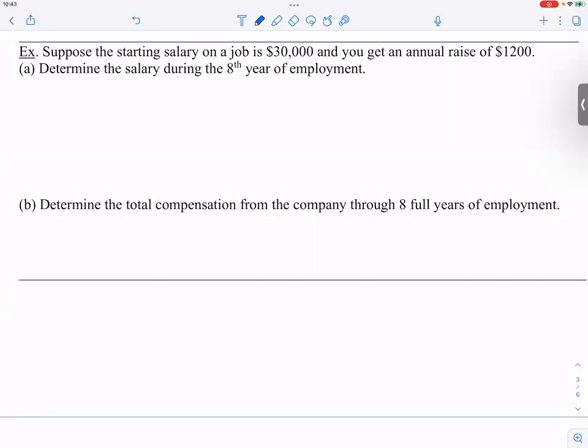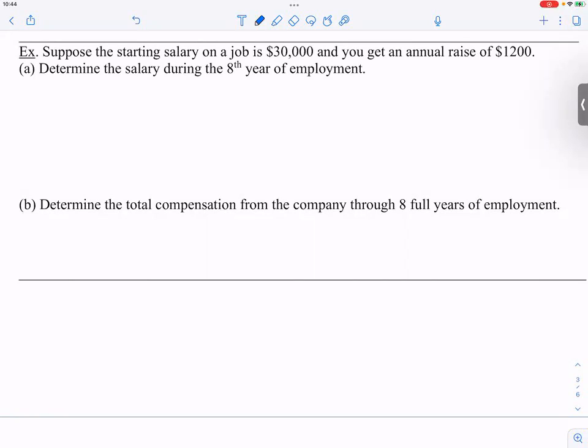All right, now the word problems here. There's a word problem here that we can also use the concept of a series to know the total or to know what is the nth term. So suppose the starting salary is 30K. So think about this as A1. So A1 is 30K, and you get an annual raise of 1,200. So determine the salary during the 8th year of employment.